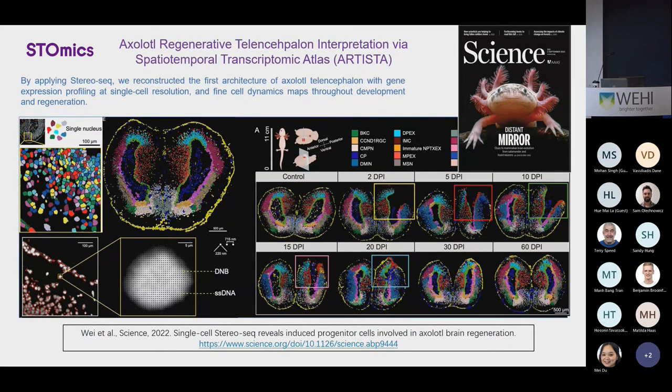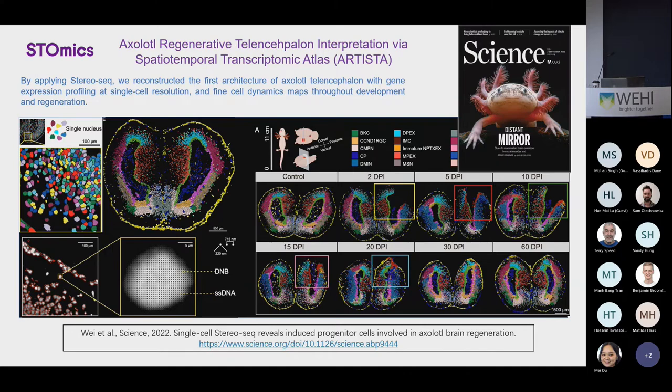And all of you might have noticed that, just a few days ago, there was a Science paper with the axolotl on the cover. And this is our latest cover paper in Science with Stereo-seq, where we applied this to studying regeneration in the axolotl brain. The axolotl has tremendous regenerative capacity for any of its tissues. So even if we make a lesion in its brain, it can actually grow back. So, you know, how does this amazing process occur? So we applied Stereo-seq to studying this regrowth process in the brain.